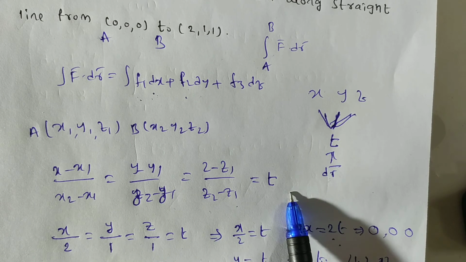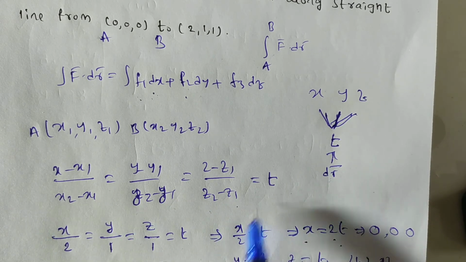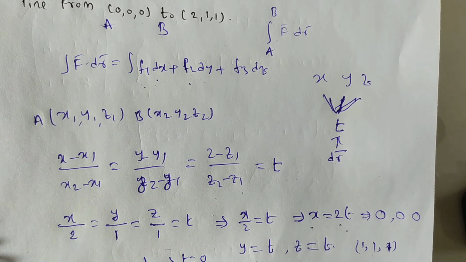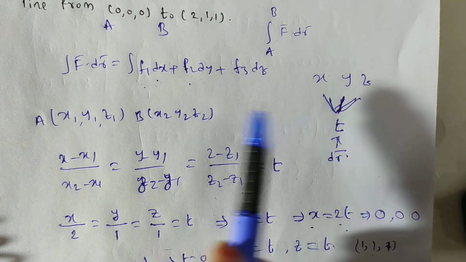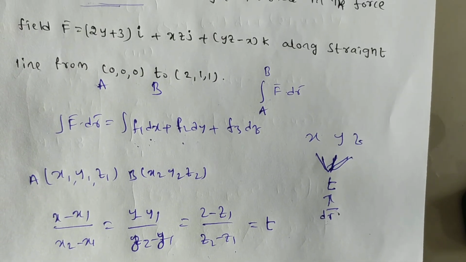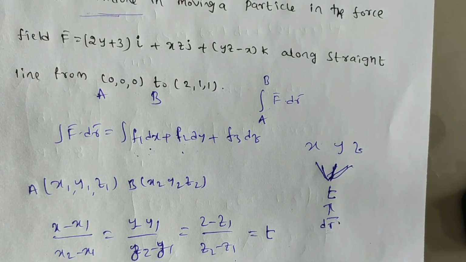We have to equate to t. Then you will get a straight line in terms of t. That is, x is in terms of t, y is in terms of t, z is also in terms of t. Then the entire function f is also in terms of t and dr is also in terms of t. Then the integrand will be in terms of t. So you require limits also in terms of t.